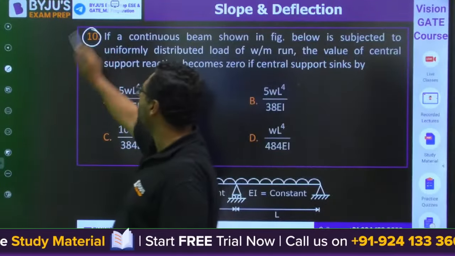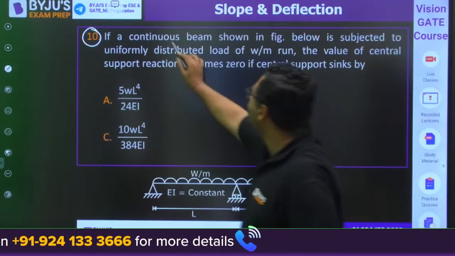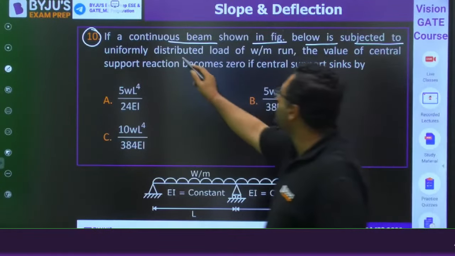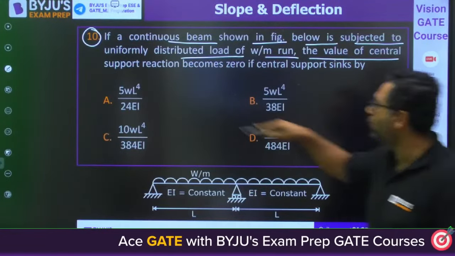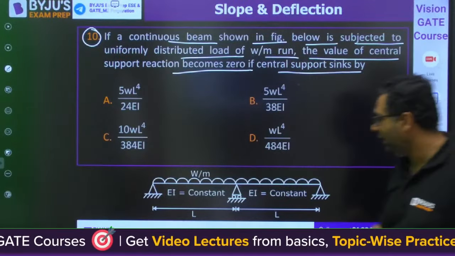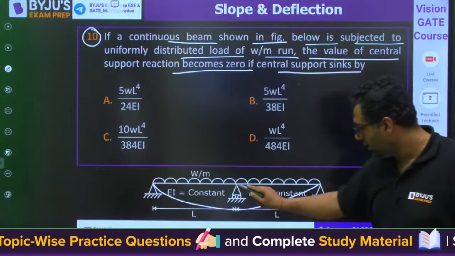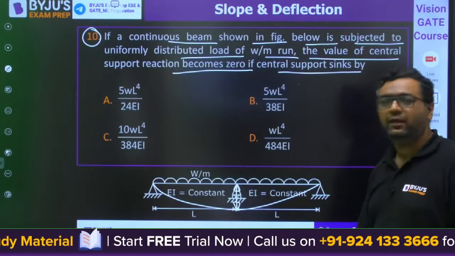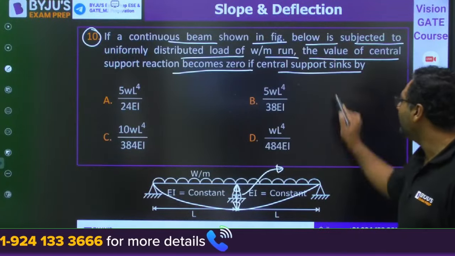This is a wonderful question, guys. Slightly different than the previous ones. If a continuous beam shown in the figure below is subjected to uniformly distributed load of W per meter, the value of central support reaction becomes 0 if support sinks by. Arey bhai, if you are going to have a deflection because of this loading, if you give that much sinking to the support, support will not be giving any reaction. So you need to find out this deflection basically. I feel you know that.